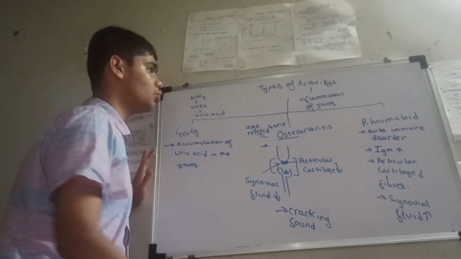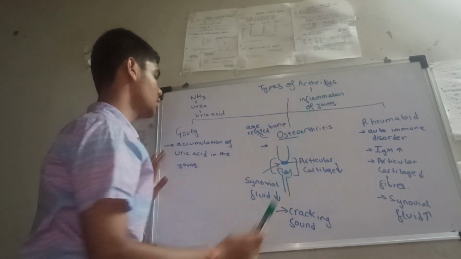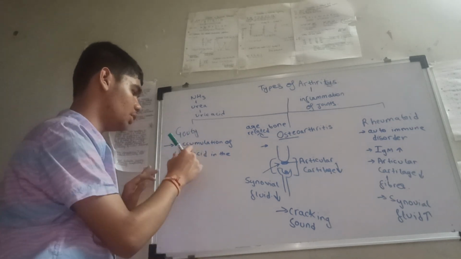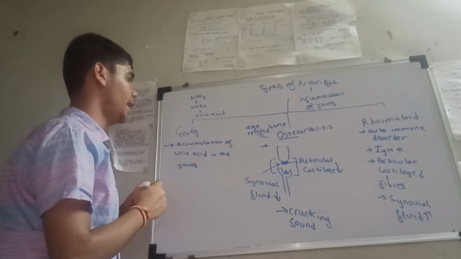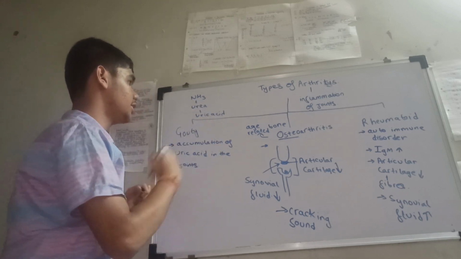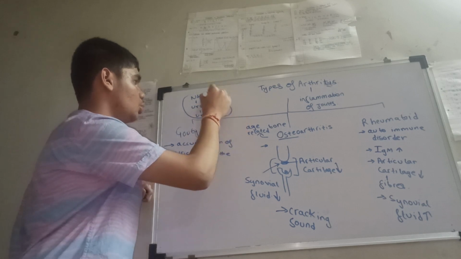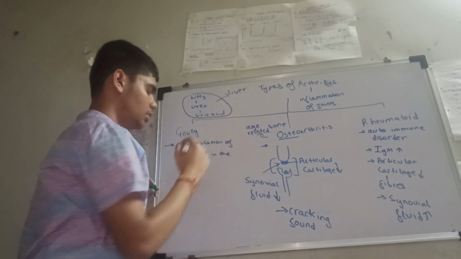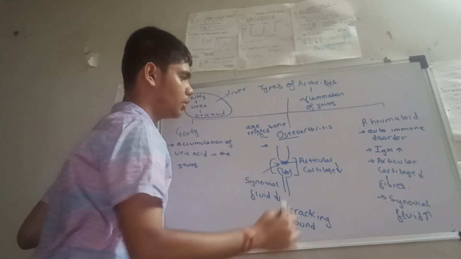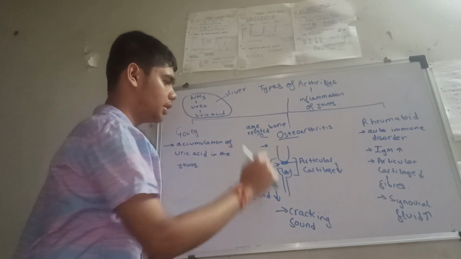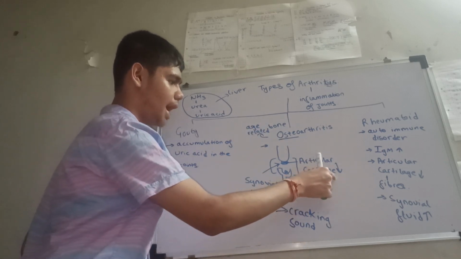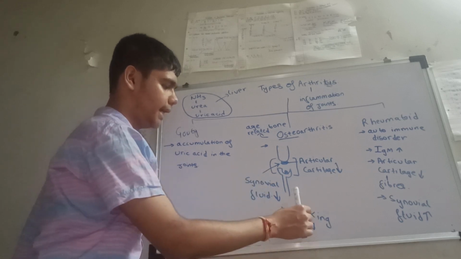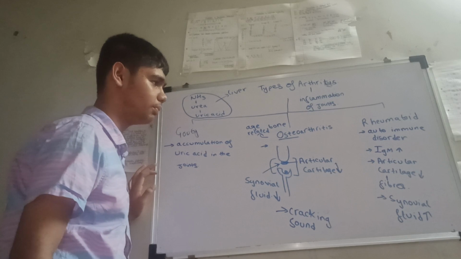So I will revise for you. What is arthritis? It is inflammation of joints. The first type was gouty arthritis, which is due to the accumulation of uric acid in the joints, and this was the revision that ammonia is converted into uric acid, and this takes place in the liver. And then we saw osteoarthritis, which is an age-related arthritis in which the articular cartilage reduces and the synovial fluid also reduces, which produces a cracking sound from the joints.